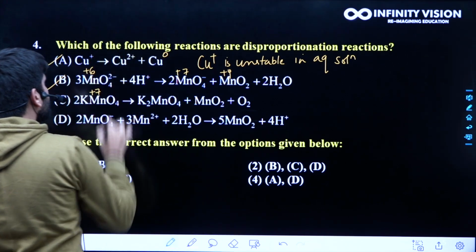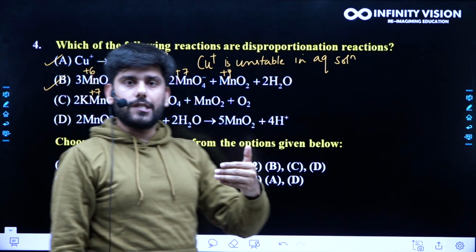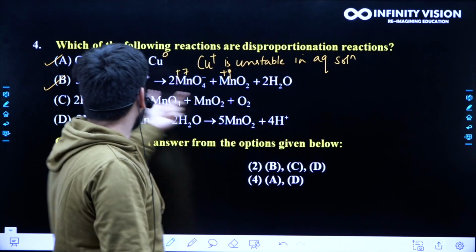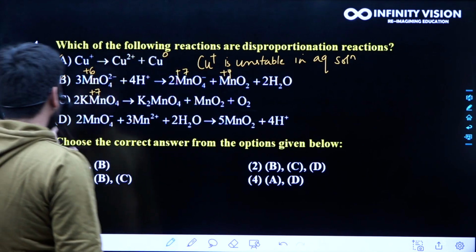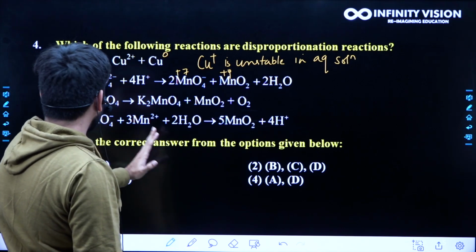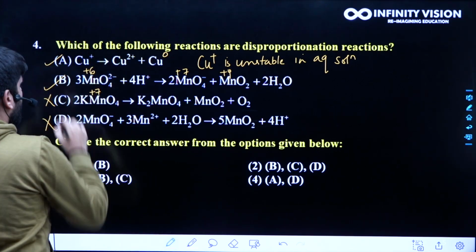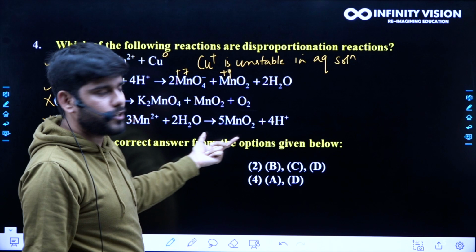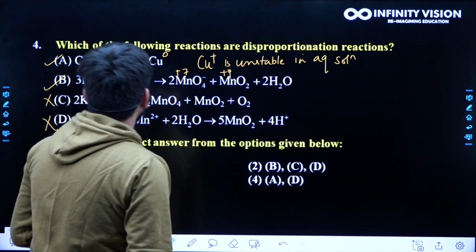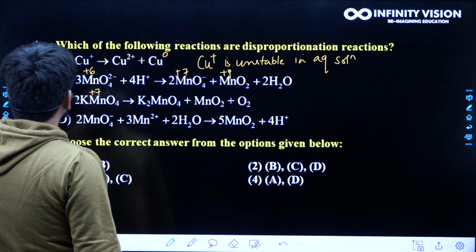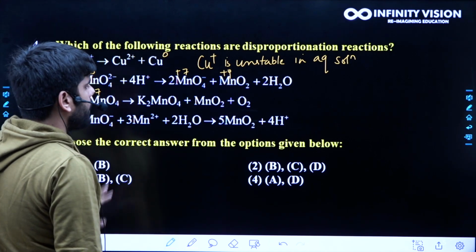Now, manganese is already in the highest oxidation state, so obviously it won't undergo a disproportionation reaction. This is wrong. And D is also not an example of a disproportionation reaction because the same species is not getting oxidized as well as reduced. So, as per the question, we have A and B as the correct answers.